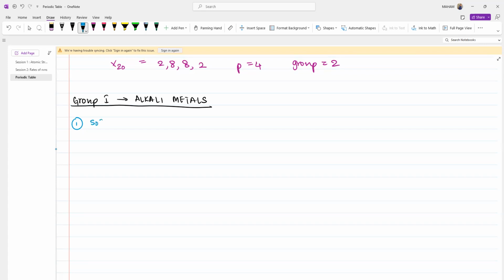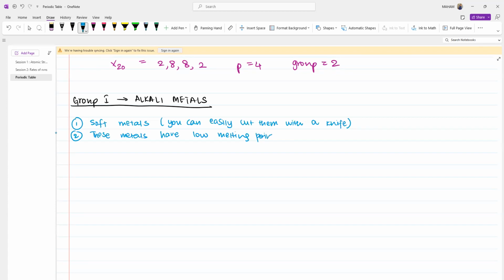So I'll write the properties first. These metals are soft metals. You need to learn all of these properties, okay? Number 2 is these metals have low melting points, less than 100 degrees Celsius. An example for this would be sodium, which has a melting point of minus 800 degrees Celsius.